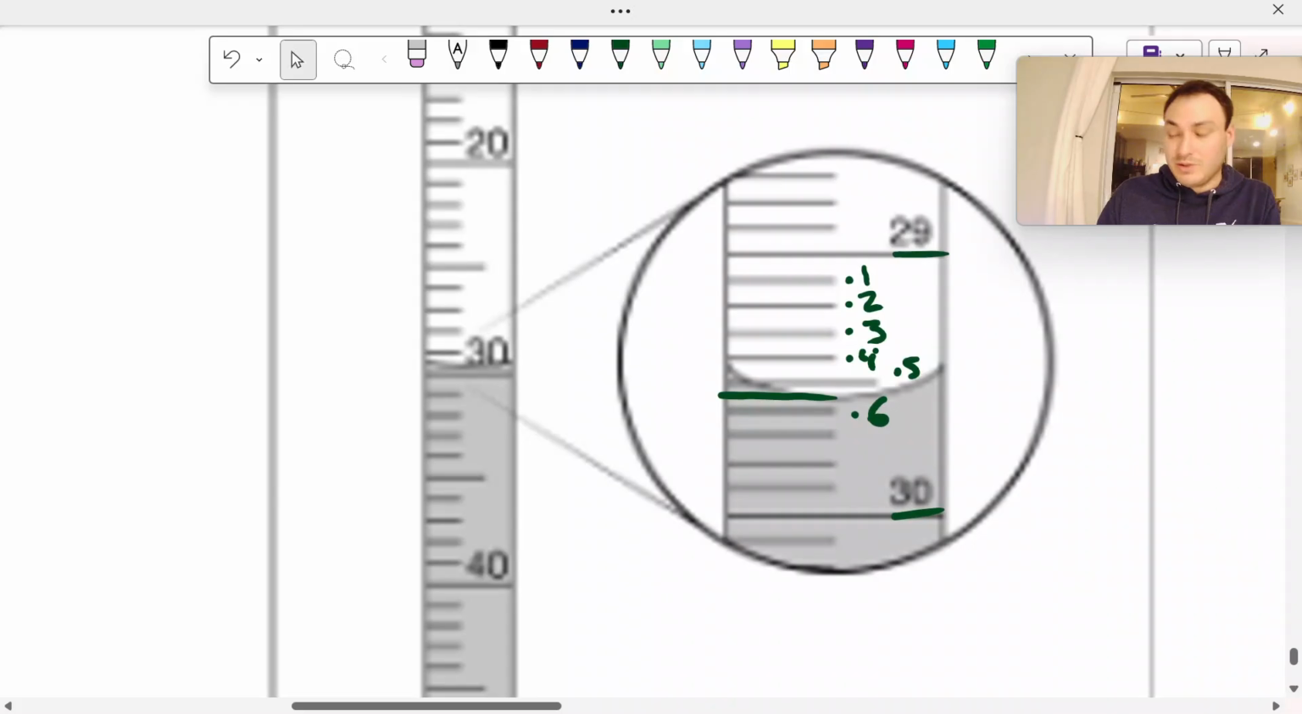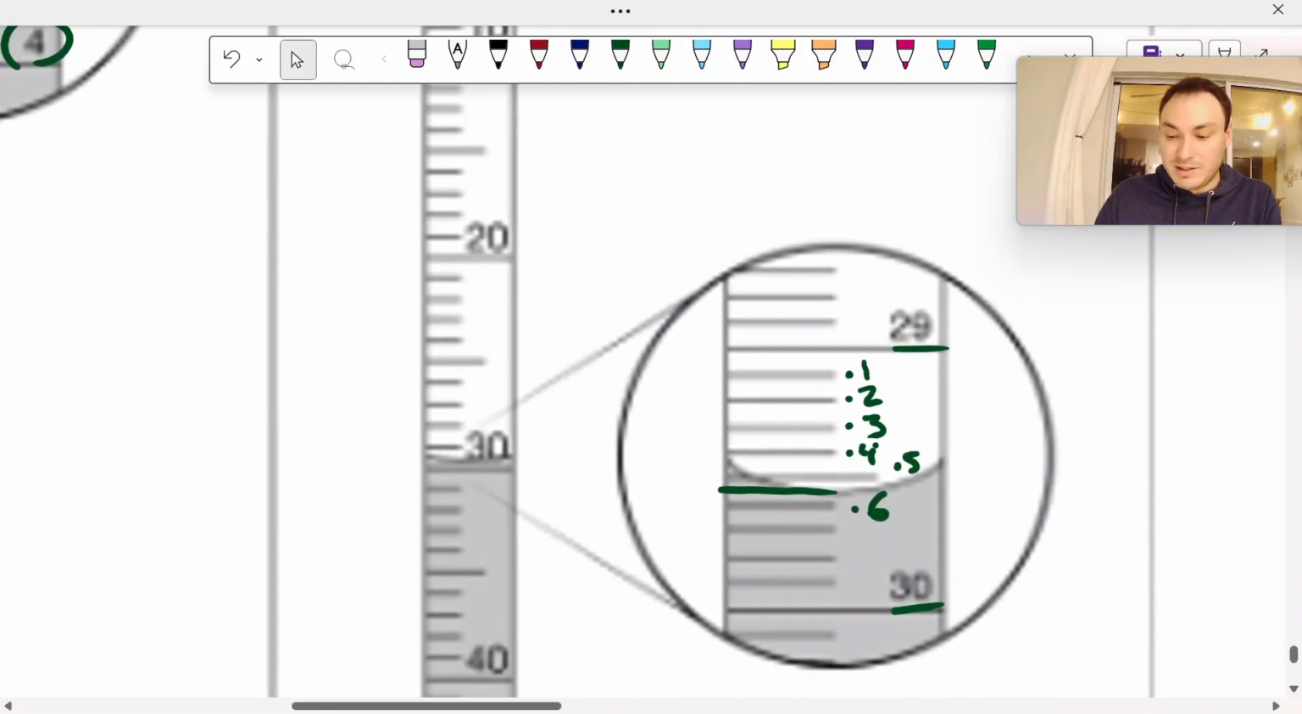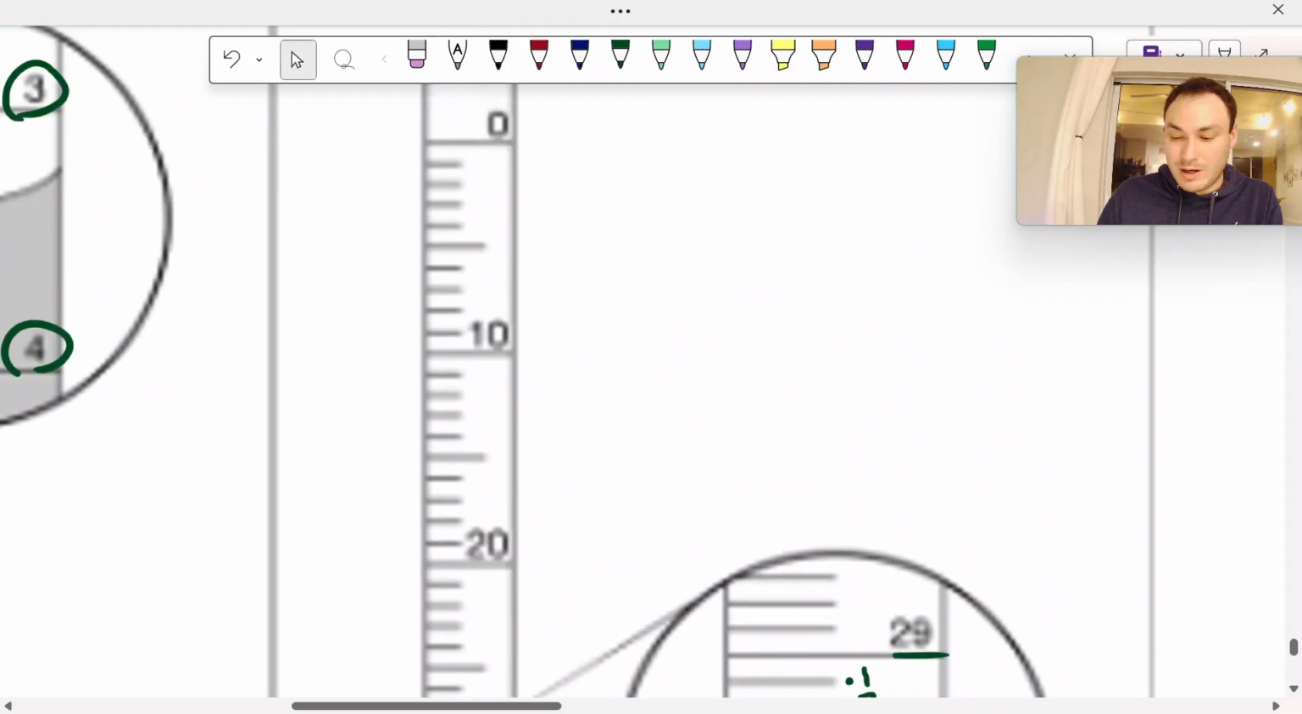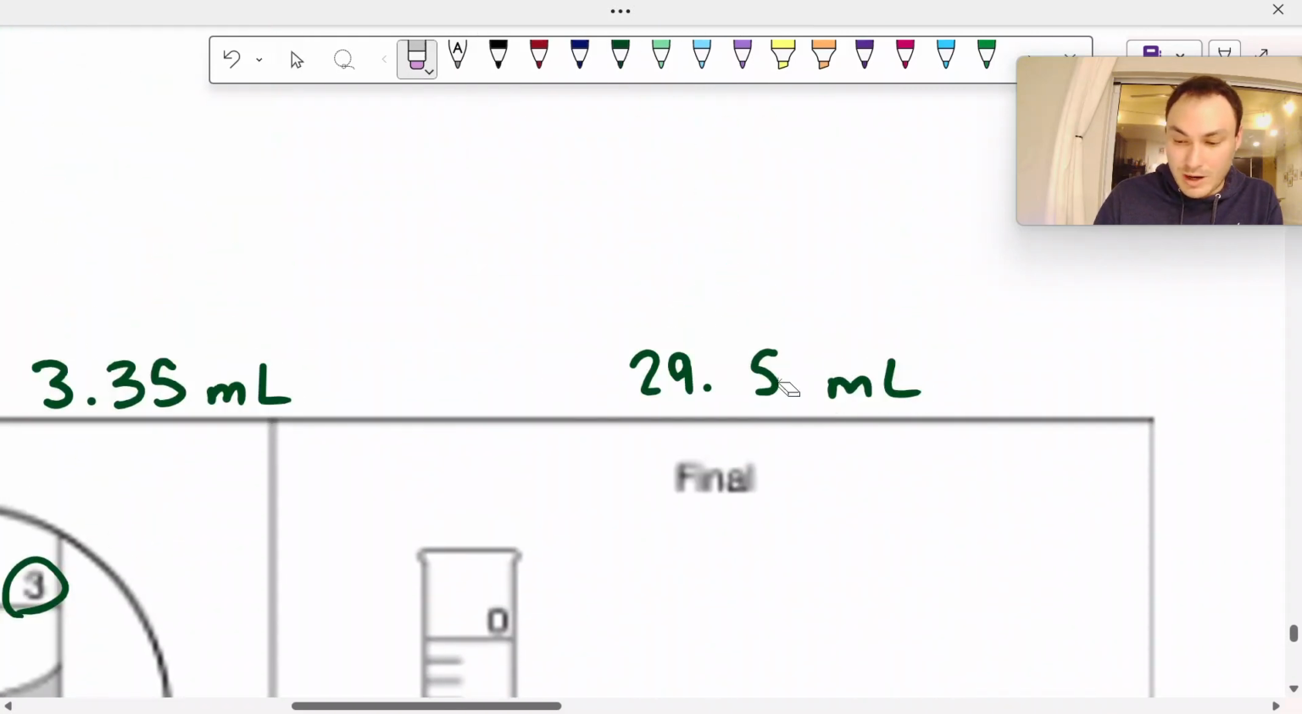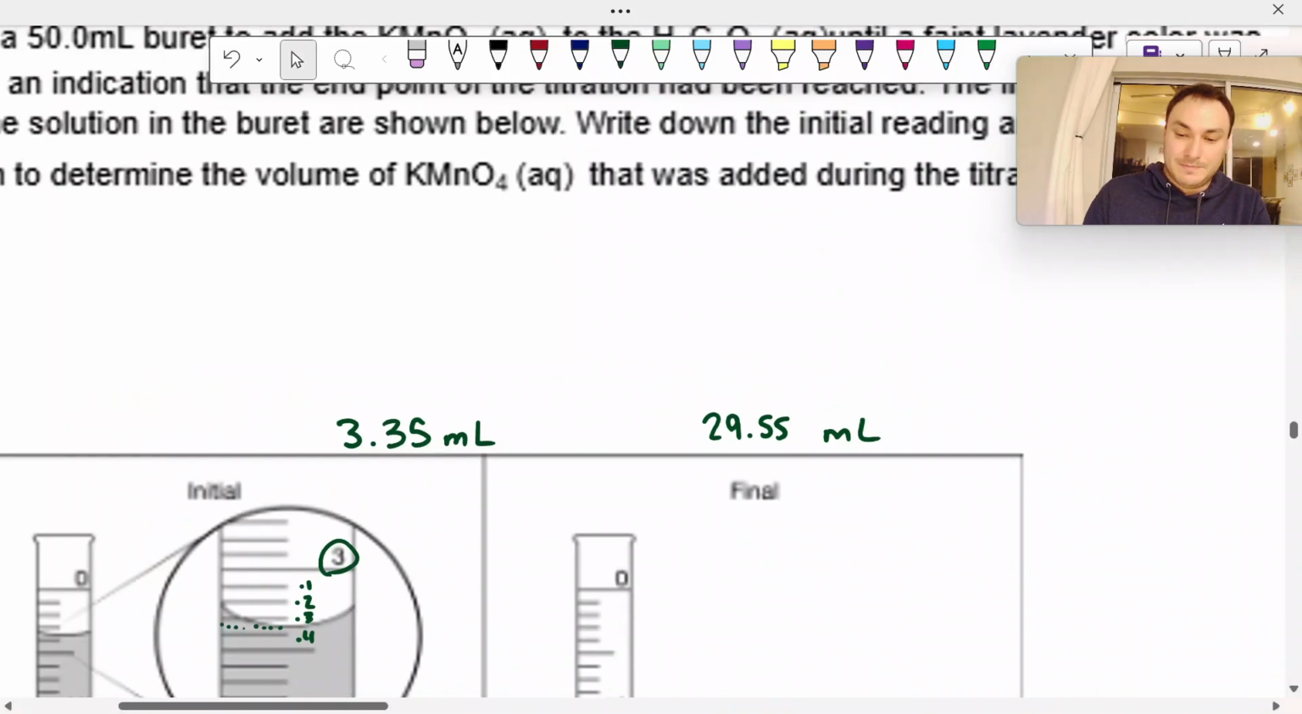You can either go to the nearest tick mark or the nearest halfway in between a tick mark. If, let's say, this was right at 0.6, then the reading on the burette would be 0.60, because we still keep that last digit for significance. This 29.55. Okay.